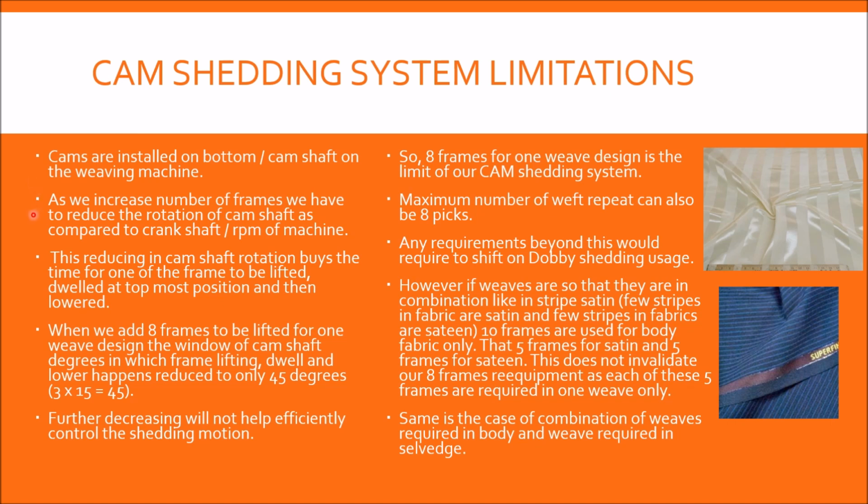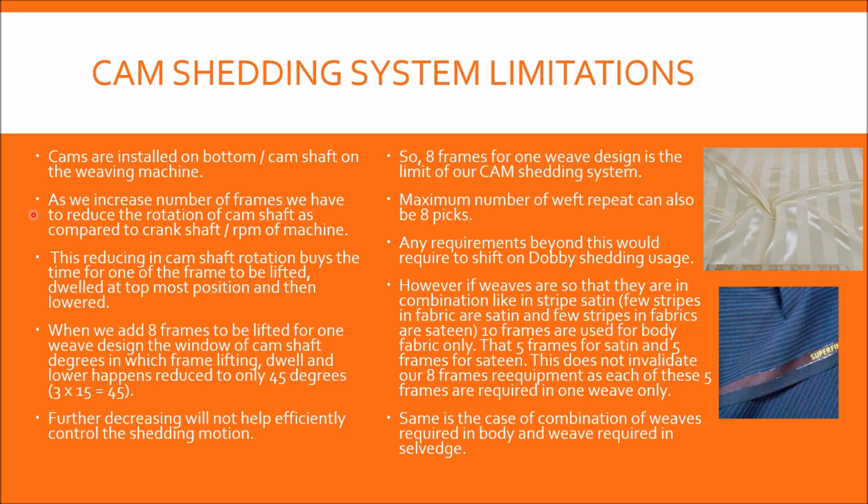As we increase the number of frames, we have to reduce the rotation of camshaft as compared to the other movement, for example, crankshaft. Crankshaft is rotating for one complete cycle, one complete rotation for one reference session. So it gives us the RPM of the machine.